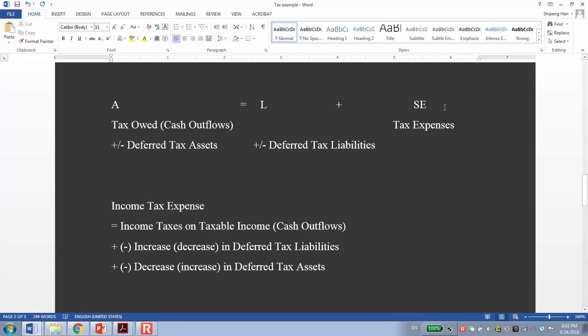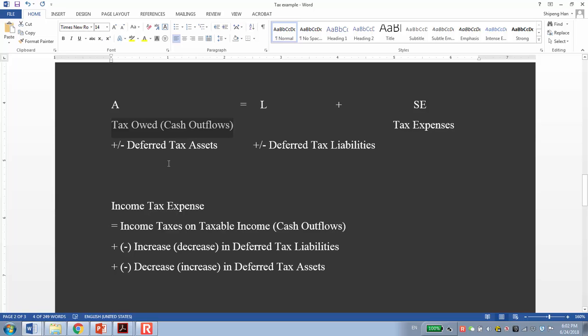So this is the accounting equation, right? Assets equal liabilities plus stockholders' equity. When a company reports its tax expense, we are going to record tax expense. And also, when a company pays tax, we are going to decrease assets, which is a cash outflow. We know there's a difference between these two items. To make this accounting equation balanced, we should make an adjustment.